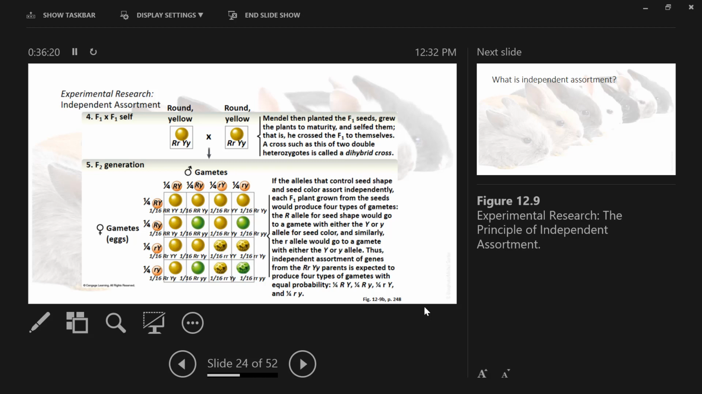And so 3 times 3 is 9. We should have 9 with yellow round, right? And then we're going to do outside. And so we're going to do plus outside would be 3 times 1 is 3. So 3 yellow dimpled. And then we're going to do inside, and 3 times 1 is 3. 3 green round. And then finally we'll do last, which is 1 times 1, which is 1 green dimpled.